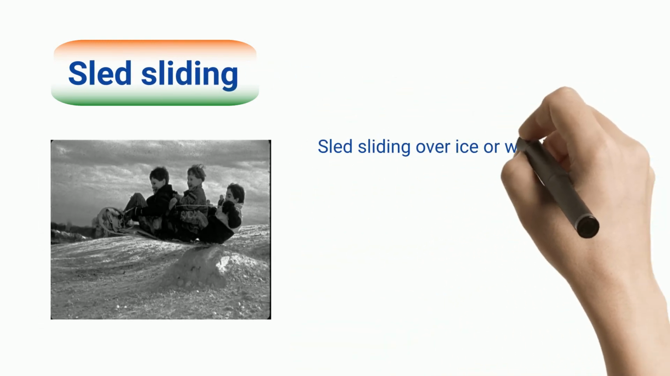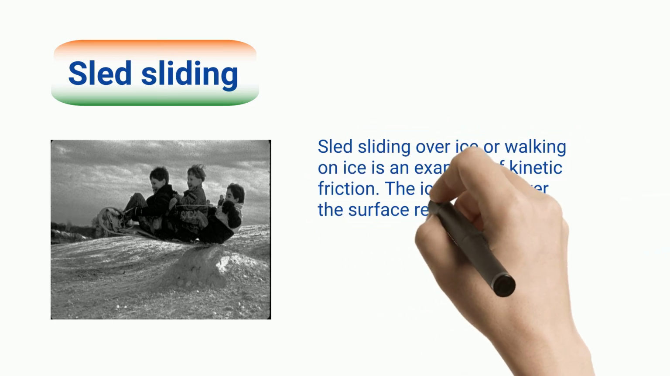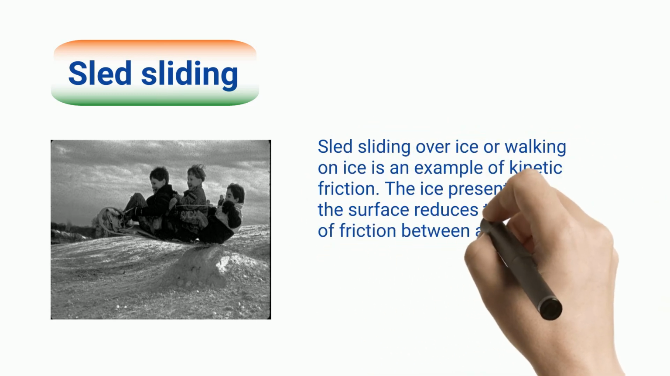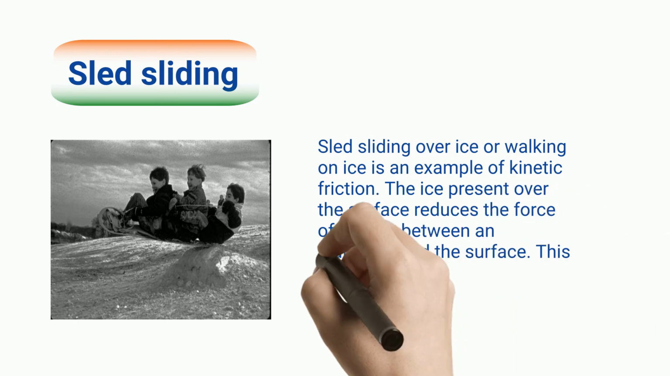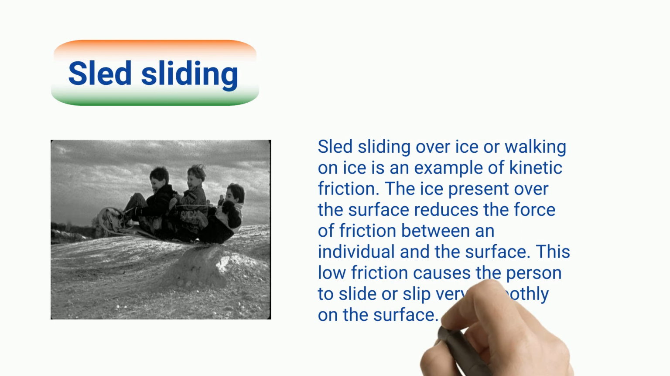Sled sliding over ice or walking on ice is an example of kinetic friction. The ice present over the surface reduces the force of friction between an individual and the surface. This low friction causes the person to slide or slip very smoothly on the surface. Rolling a bowling ball.